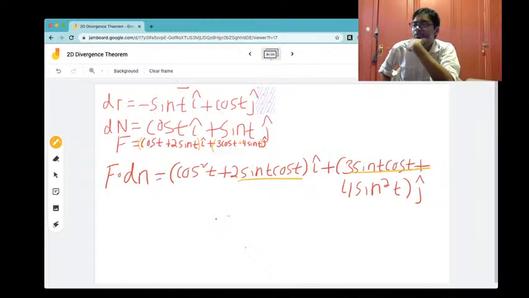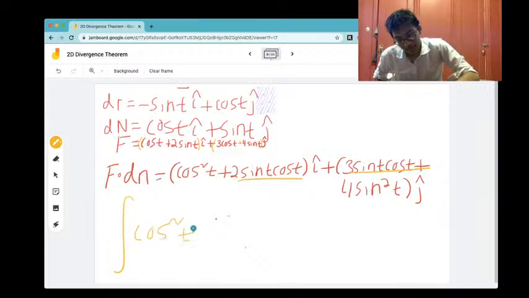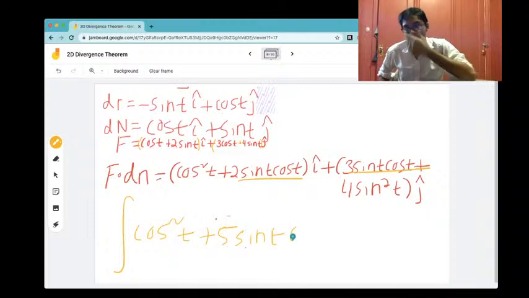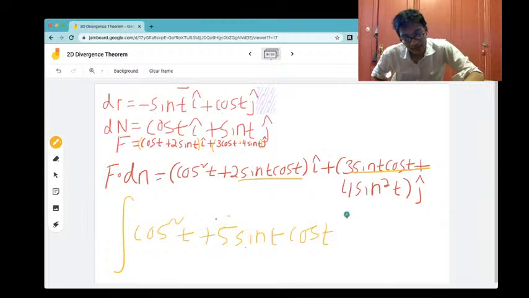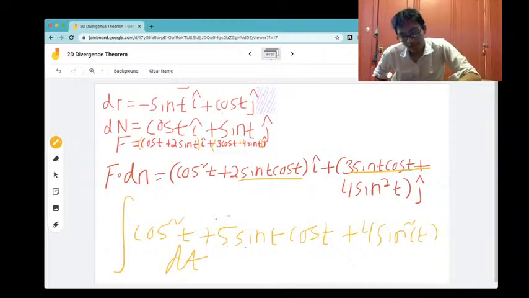Let's see what comments our viewers have. Not much. Okay, so what I'm going to end up with is the following integral. So I'll have cosine squared t plus 5 sine t cosine t, which I do really want to re-express using the trigonometric identity that sine of 2x is 2 sine x cosine x, plus 4 sine squared t. Okay, and all of this of course is going to be followed by a dt, and we're going to take the integral from 0 to 2 pi.